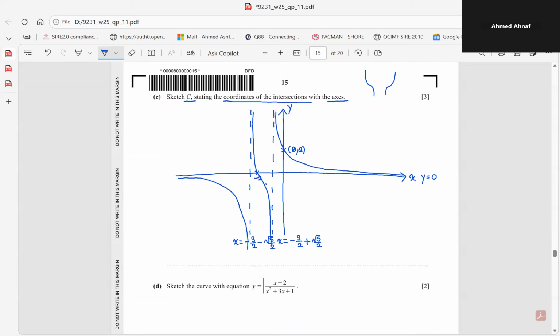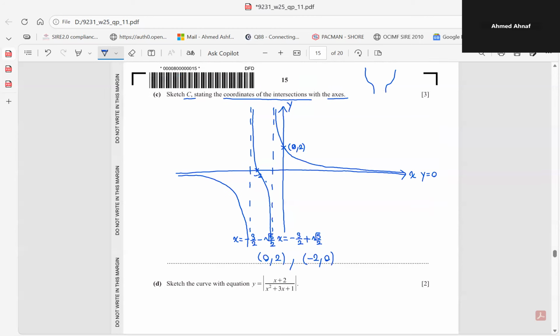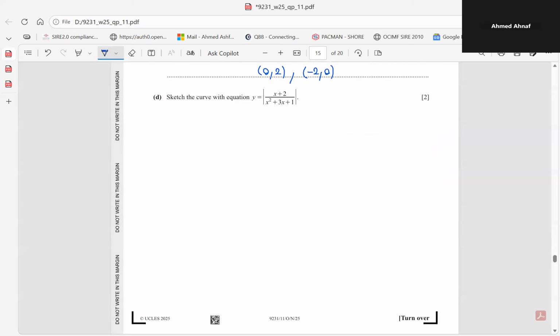Yeah, so this is our sketch of C, right? So we can write the coordinates of the intersection points 0, 2, and -2, 0. So yeah, this is our final answer for this part. Let's move on to the next part.